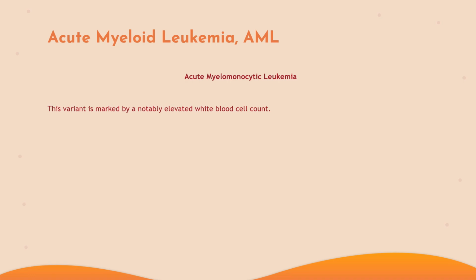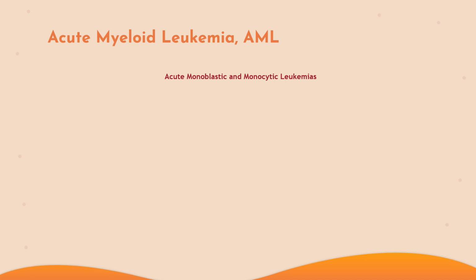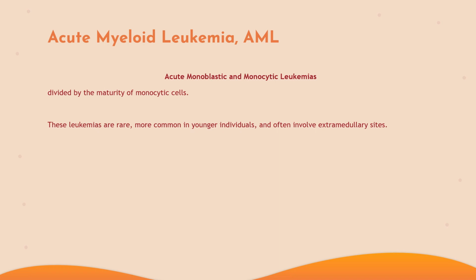This variant is marked by a notably elevated white blood cell count. Both myeloid and monocytoid cells are present in peripheral blood and bone marrow. Monocytic cells express a variety of antigens, distinguishing them. We'll now delve into acute monoblastic and monocytic leukemias, divided by the maturity of monocytic cells. These leukemias are rare, more common in younger individuals, and often involve extramedullary sites.